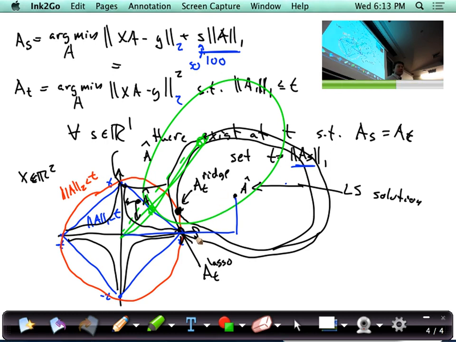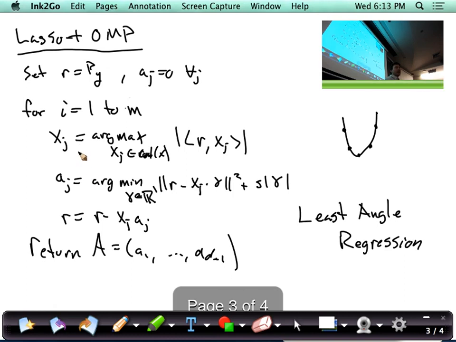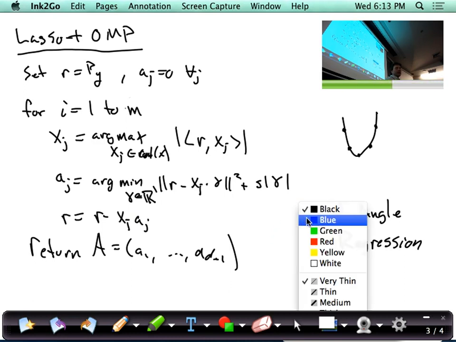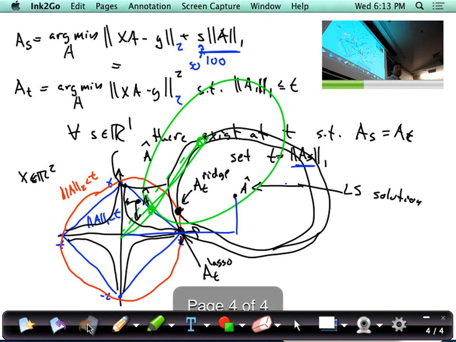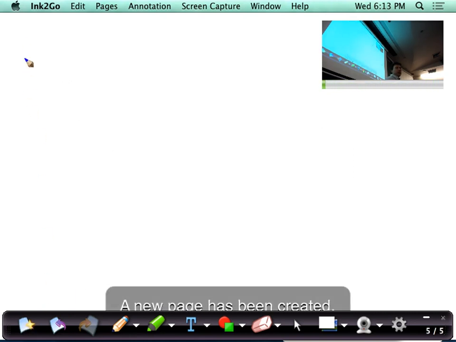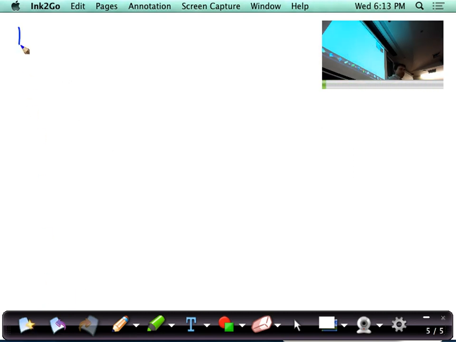It becomes tricky, but we're going to do something like this orthogonal matching pursuit, and the least angle regression is going to be like this orthogonal matching pursuit. Those are going to use some ideas from this shape.